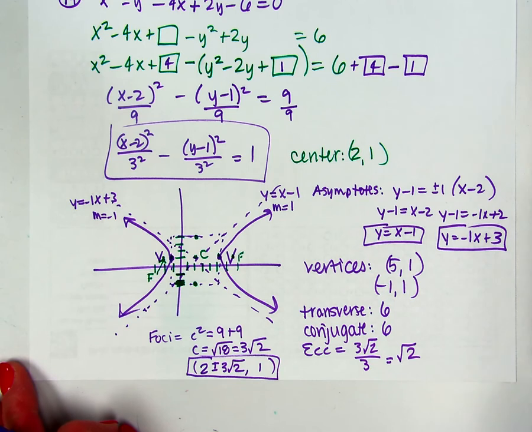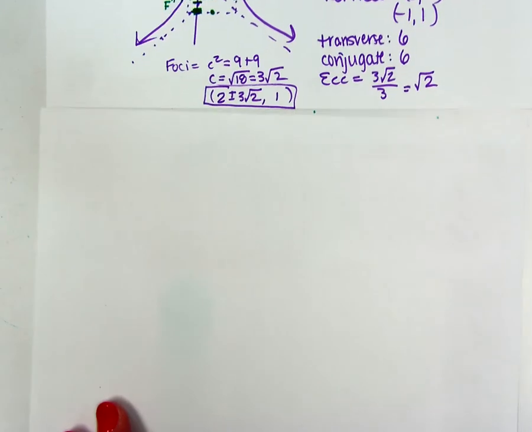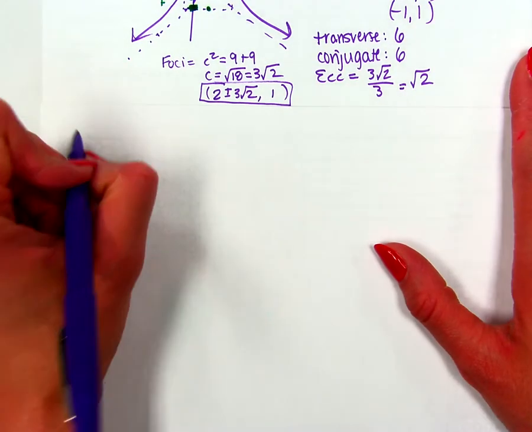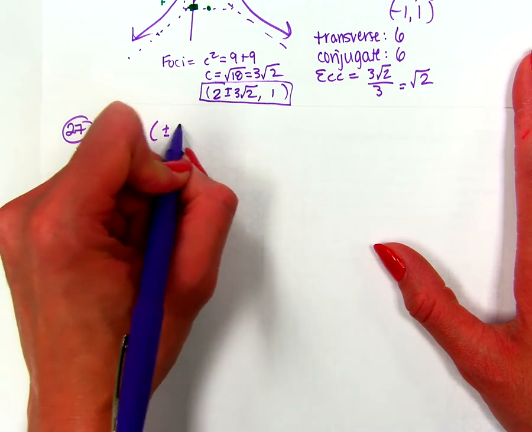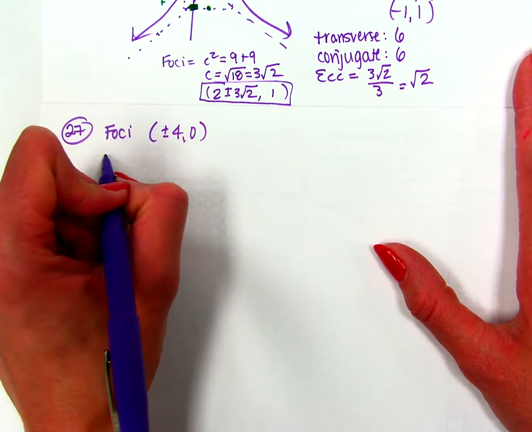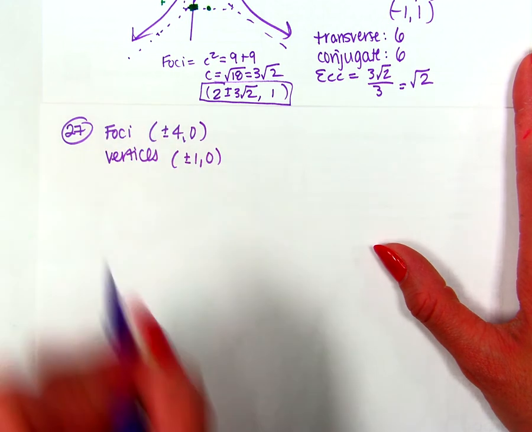All right, almost done. The last 2 problems are working backwards problems. So we're going to be given some information, and you have to come up with the equation of the hyperbola. So for 27, the only information you're given is that the foci are at 4 and -4, 0, and the vertices are at plus or minus 1, 0.